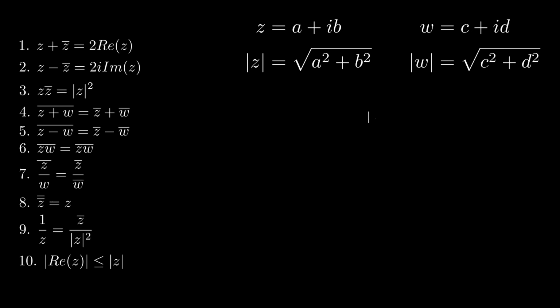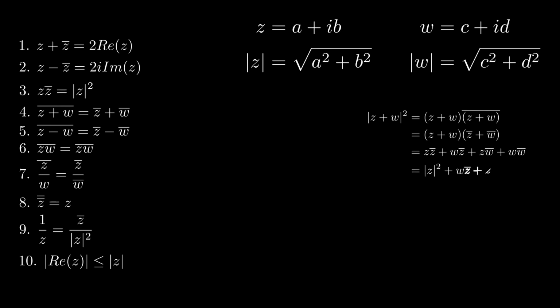We'll start with the square of the modulus of z plus w, which by rule 3 we can just see is the product of z plus w and the conjugate of z plus w. Then we can break that second bracketed term up, the conjugate, into conjugate pieces and simply expand that out. Then by rule 3, z z conjugate is the modulus of z squared, and w w conjugate is the modulus of w squared. And by rule 8, z w conjugate is the conjugate of z conjugate w.